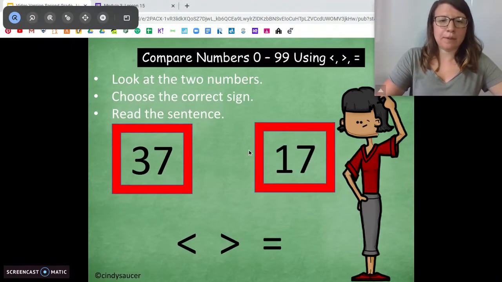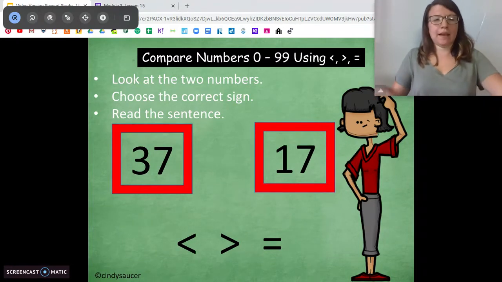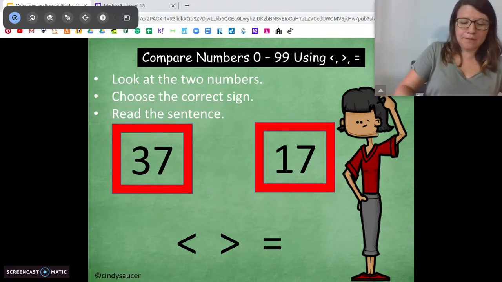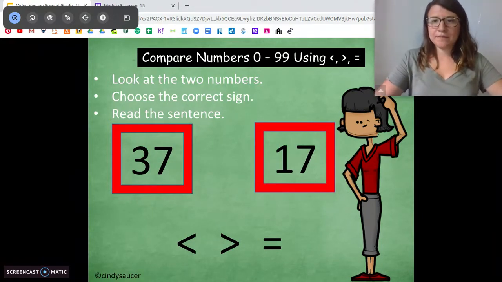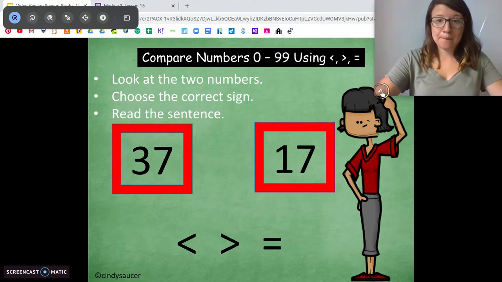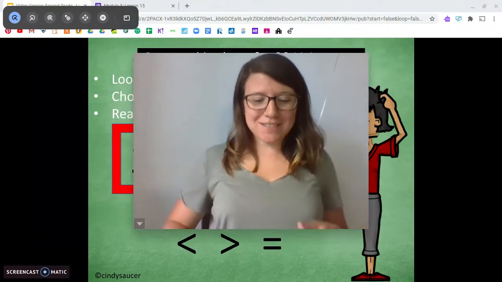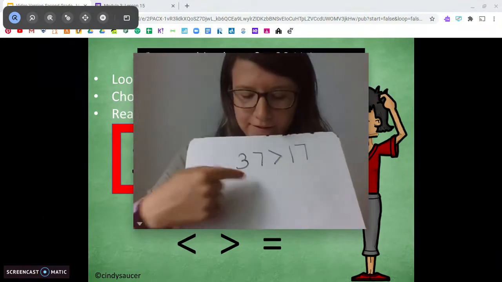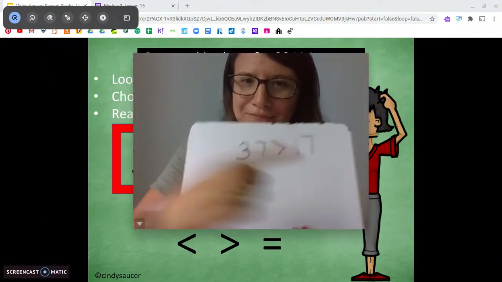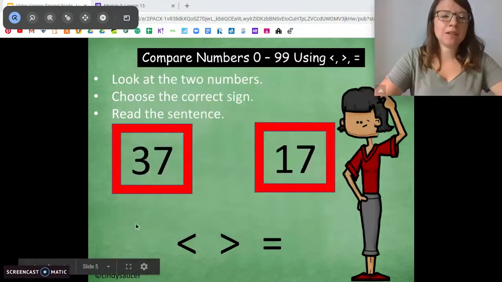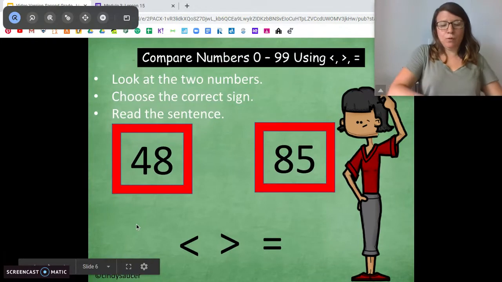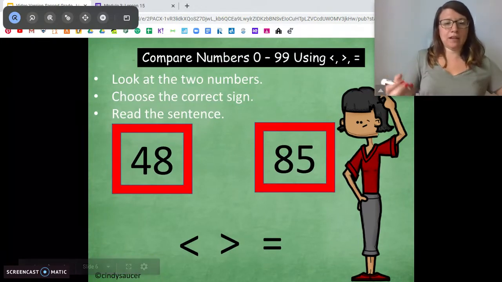All right, try this one. Go ahead and write that comparison sentence. I'm going to do the same. Pause if you need more time. Okay, read it to me. What'd you get? Awesome. 37 is greater than 17. Awesome work. 37 is bigger, so the mouth is eating the 37. All right, try the next one. 48 and 85. Go ahead and compare them.